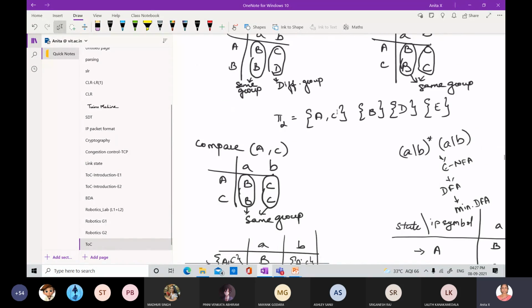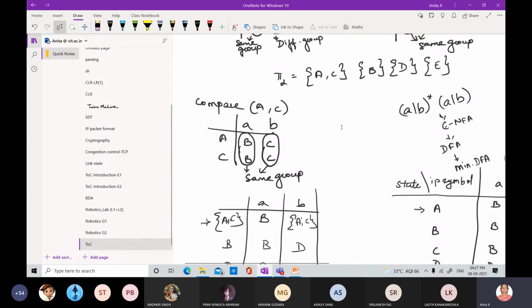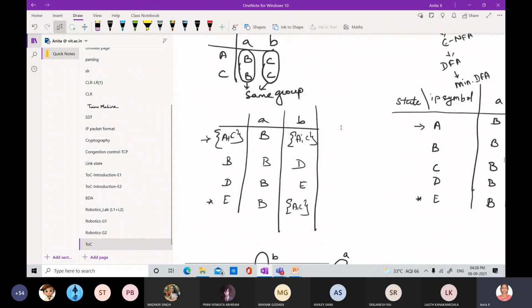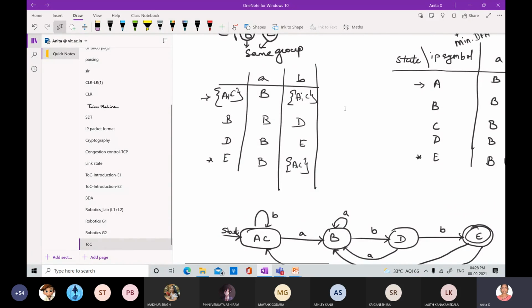So here is how I'm going to group it. A and C will be considered as the same state. Wherever A comes, I'm going to replace it by AC, and wherever C comes, I'm going to replace it by AC. That's it.